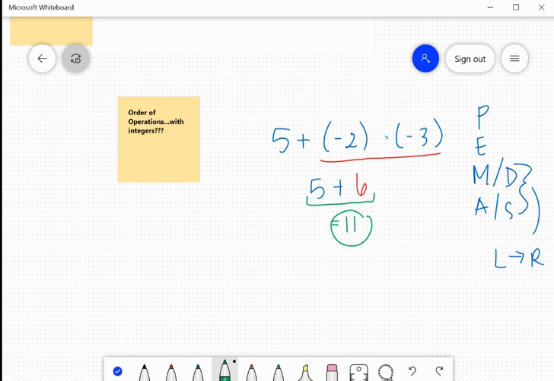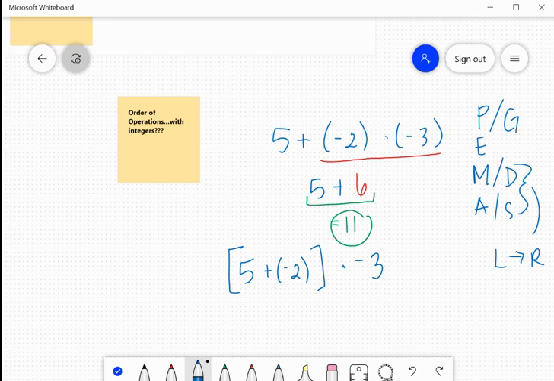So what if the problem was actually written this way? Inside brackets, 5 plus -2 and brackets times -3. Now, what am I going to do first? Well, this parentheses, we can also put a G for grouping. And grouping can happen inside of parentheses. It can also happen inside of brackets. And I have a set of brackets here. So that means that I'm going to do this step first.